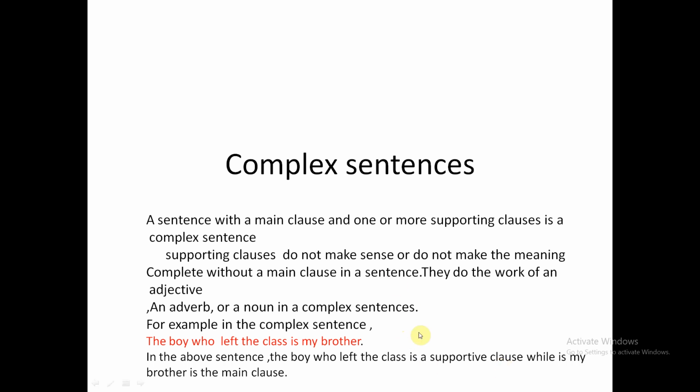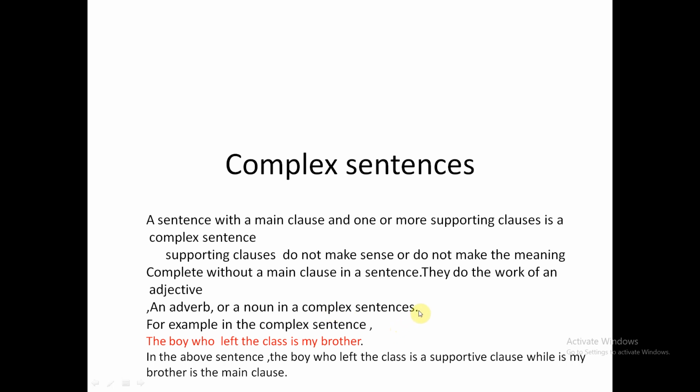For example, the example is: I know what you don't know. So, I know is the main clause. What you don't know is the supporting clause, right? Because the meaning of the sentence will not be completed. So let's see, they do the work of an adjective or adverb or a noun in a complex sentence.